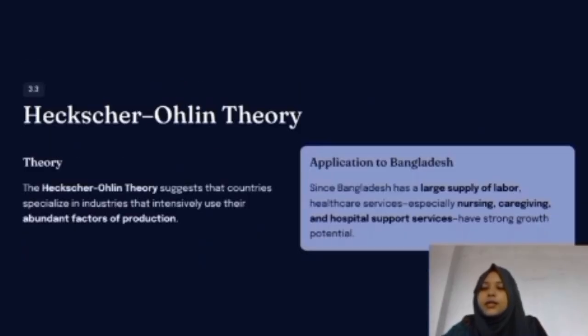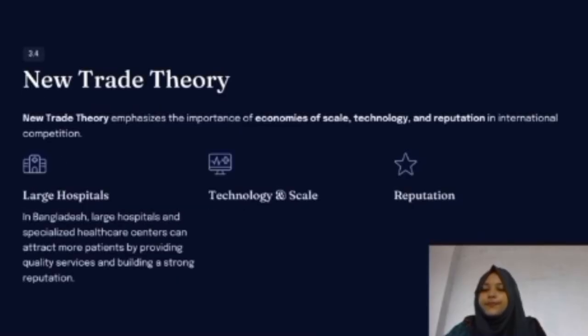Then Heckscher-Ohlin theory. The Heckscher-Ohlin theory suggests that countries specialize in industries that intensely use their abundant factors of production. Since Bangladesh has a large supply of labor, healthcare service, especially nursing, caregiving, and hospital support service, have strong growth potential. Then new trade theory.